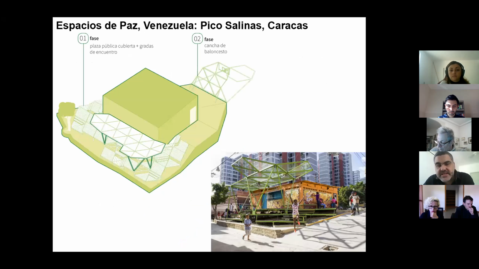This is Pinto Salinas, one of the most violent favelas in Caracas, in the capital of Venezuela, where the first phase that was executed, that was built, was the construction of this plaza pública, this public space covered with this roof, with these steps, so people can meet, can start to be a meeting point.